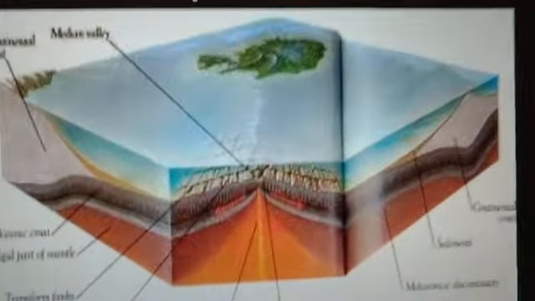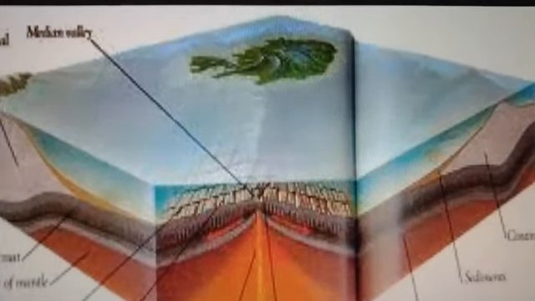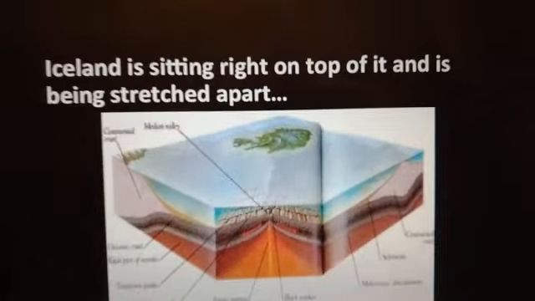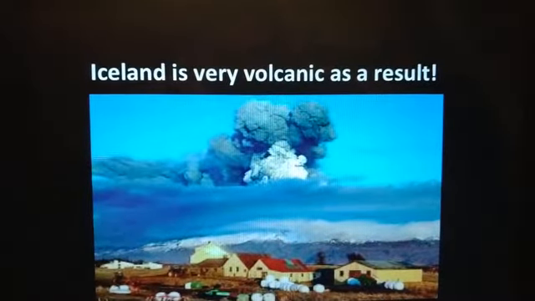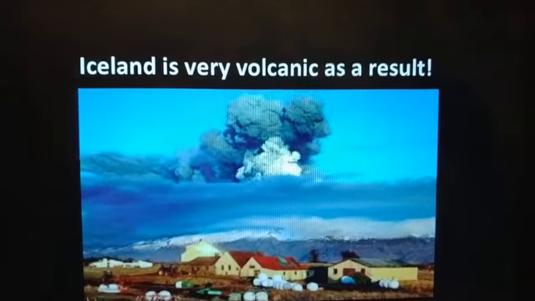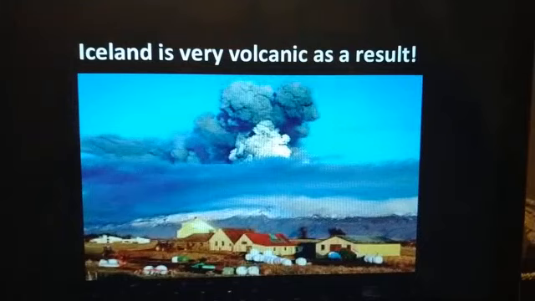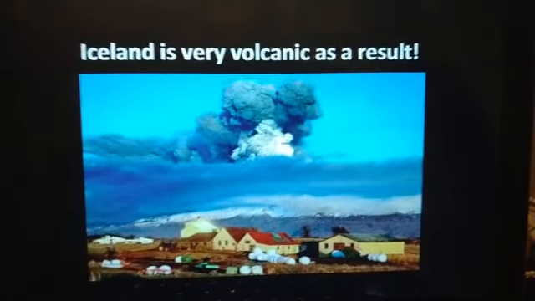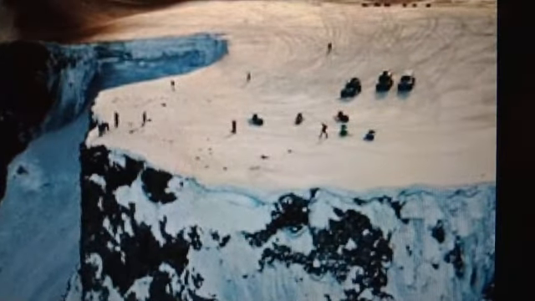Poor Iceland. Iceland is literally sitting on top of the Mid-Atlantic Ridge. So the island is literally very slowly stretching apart. And you guys can see that Iceland is very, very volcanic as a result of being on top of the Mid-Atlantic Ridge. There's some cool pictures of it. These people are actually standing right on the edge of the Mid-Atlantic Ridge, and you can look down and see lava flows going on down there.